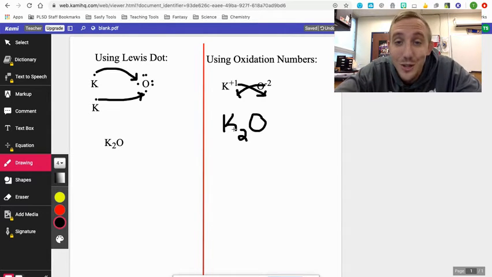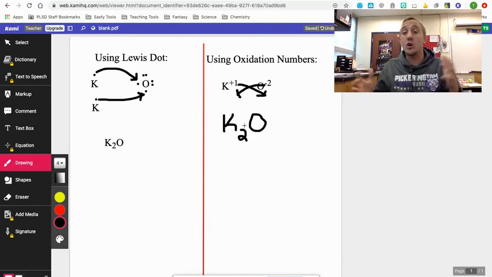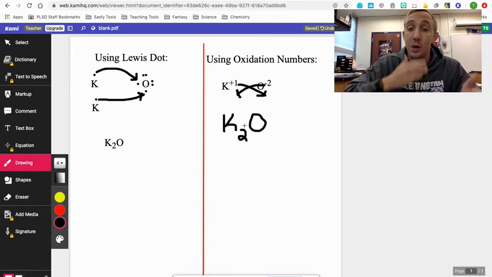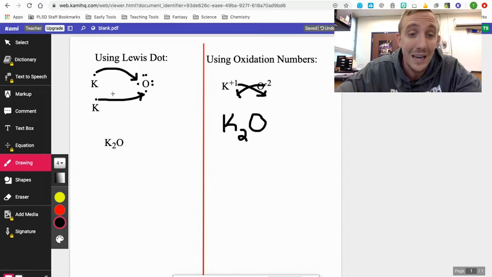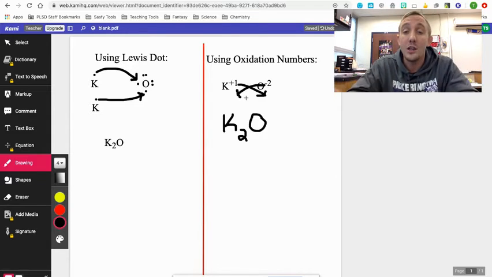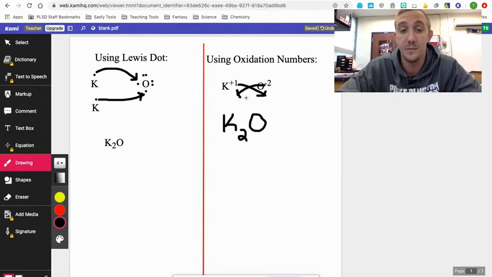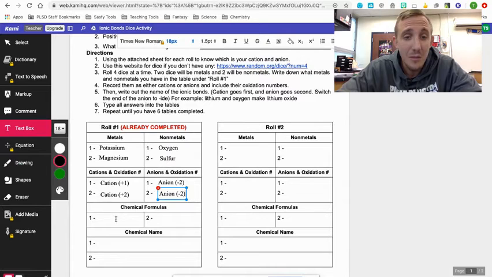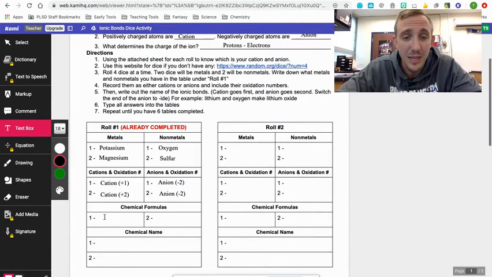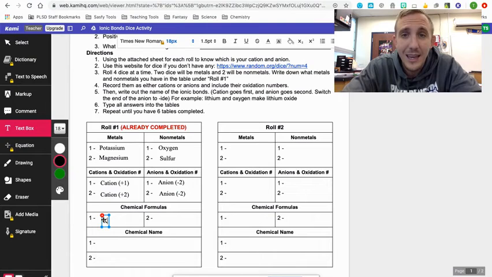So I want you guys to notice my formula is the same thing. So there's always 2 ways to do these problems. You can use the Lewis dot, or you can just cross your oxidation numbers. Okay, and they come out to give you the same formula. All right, and so when I go ahead and write this, my formula for potassium and oxygen is going to be K2O.